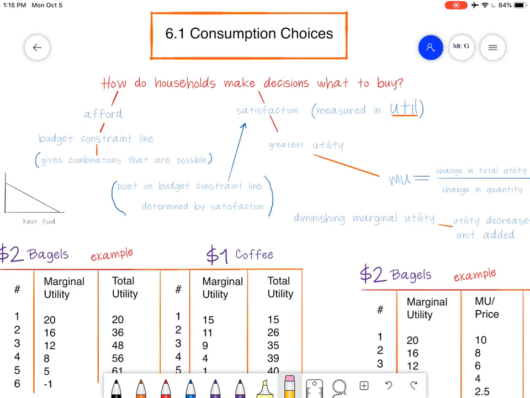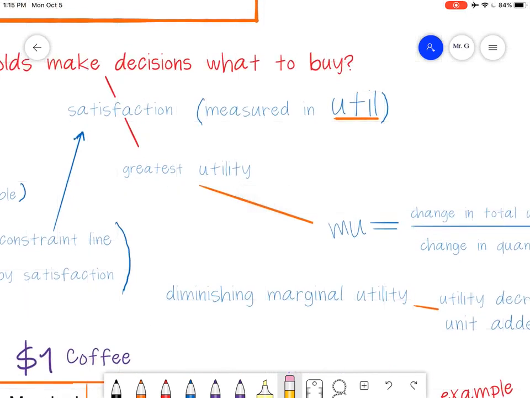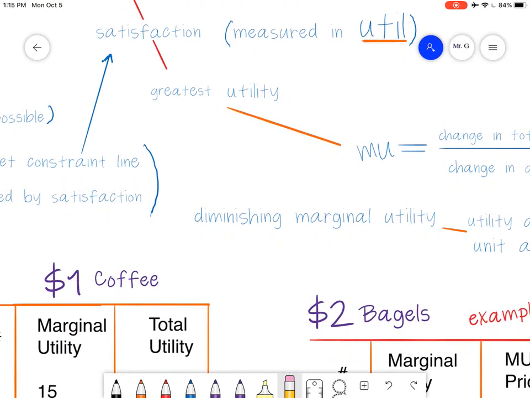So we look at satisfaction to determine which actual point we're going to choose. Satisfaction is measured in utils. What's a util? A util is a unit to measure satisfaction, a number for measuring satisfaction. Ultimately, we're looking for the greatest utility, which means the greatest satisfaction. We're looking for things that give us the most enjoyment, and we make choices based upon that.